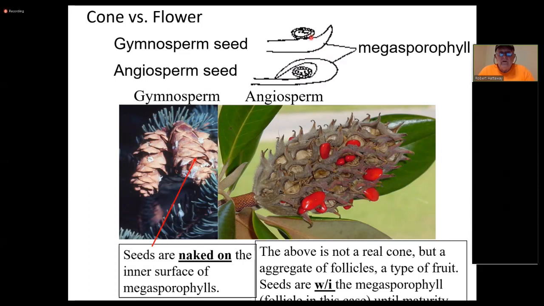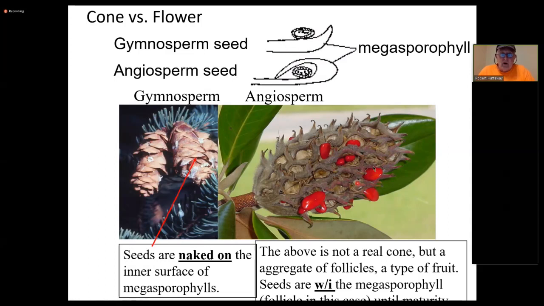And in the case of a gymnosperm, gymno means naked. So go to the gym, what do you do? In the shower, you get naked. So, anyway, these seeds are sitting on the surface naked, exposed.